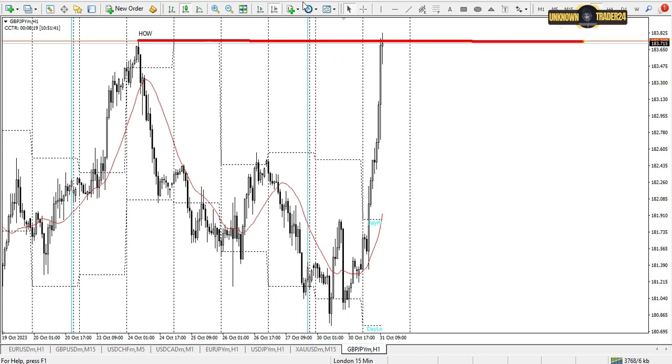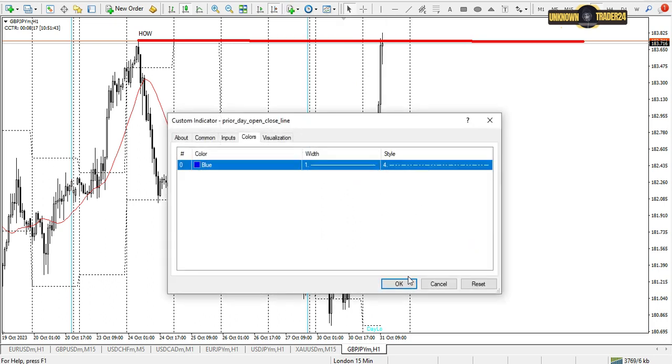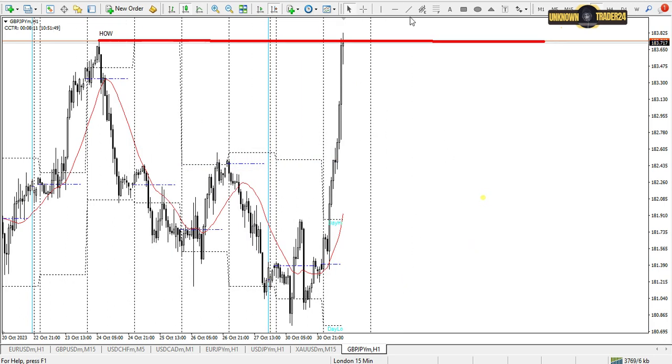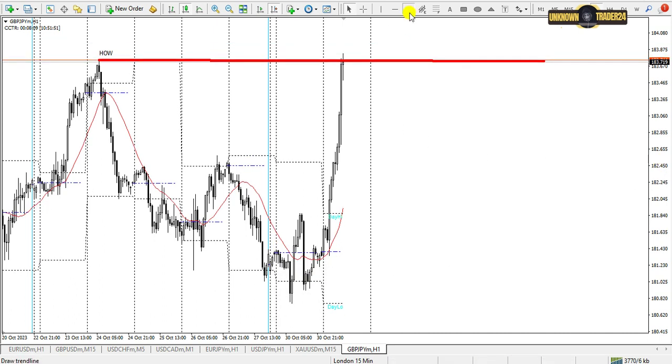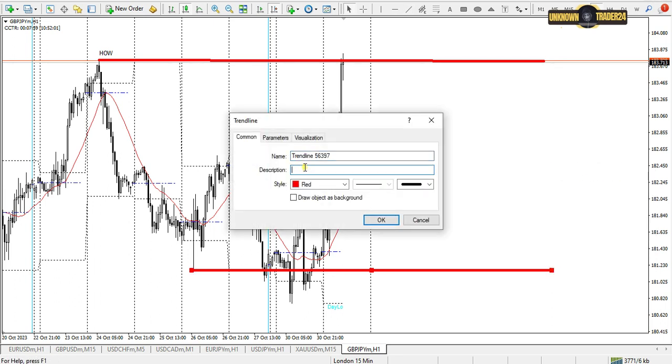Okay, I want to always make sure I have the previous day close, so that I can see where last week closed, and this indicator is free. It's in my description. It's free for everybody. Now I have the low of last week, and I'm just gonna mark this as what? Low of the week.